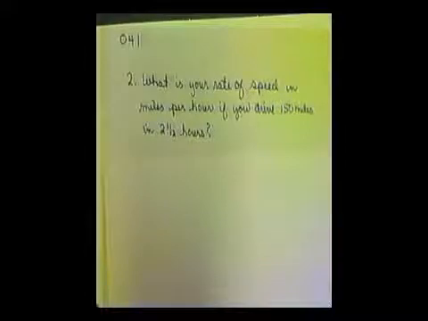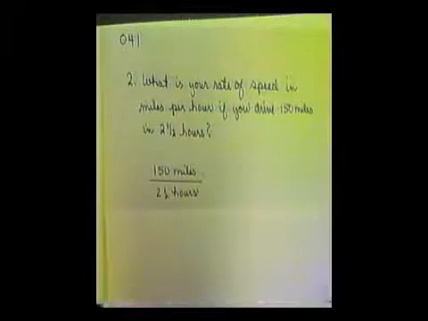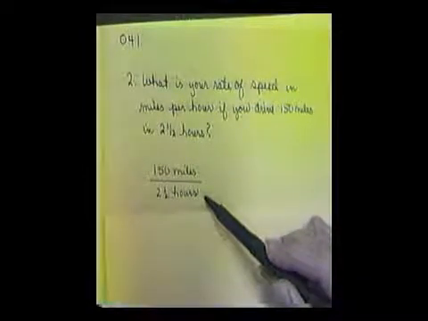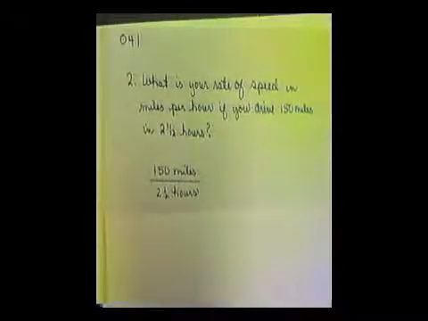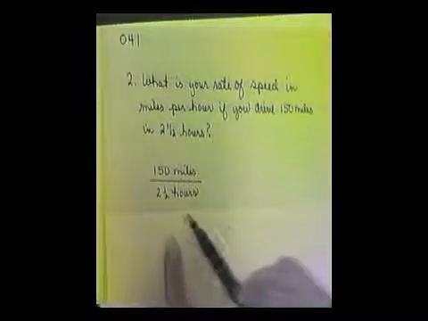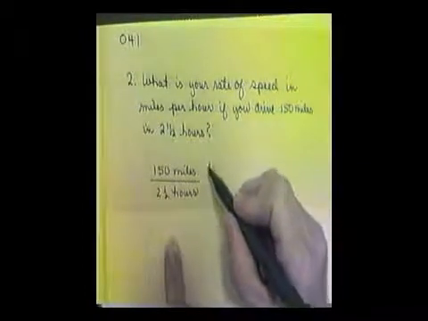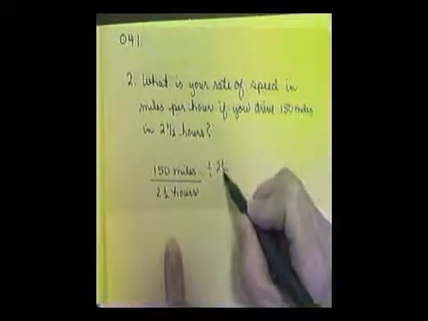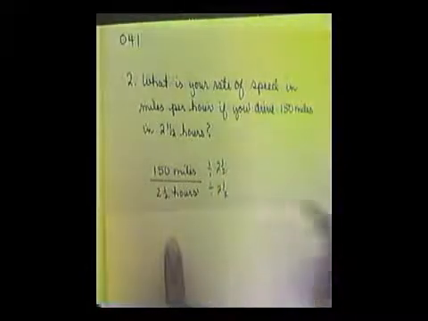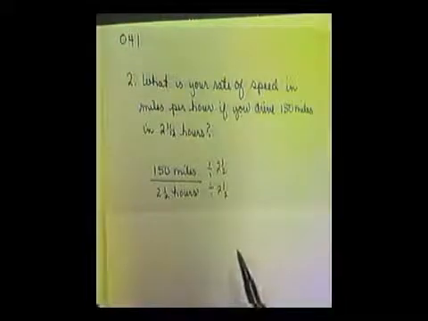Second example, you're interested in how fast you're driving. If you've got a question, what is your rate of speed in miles per hour if you drive 150 miles in 2.5 hours? Well, if we want miles per hour, that means we want miles in the numerator and hours in the denominator. So we write 150 miles in the numerator, 2.5 hours in the denominator. Now, to simplify this, we want to find the unit rate. We want to get 1 in the denominator. So we're going to divide the numerator by 2.5 and the denominator by 2.5. When we divide 2.5 by 2.5, of course, we get 1.